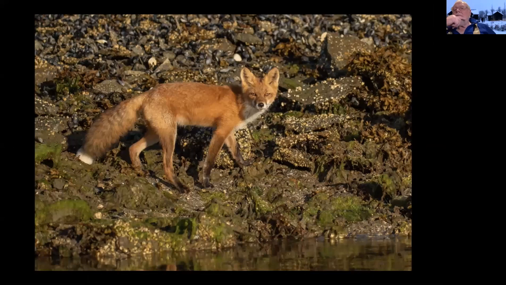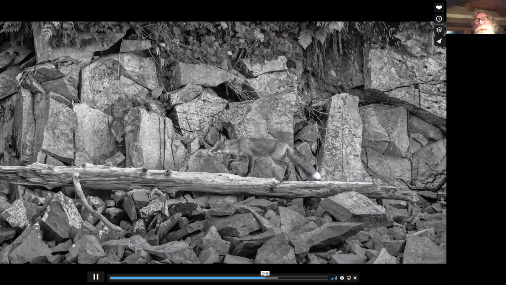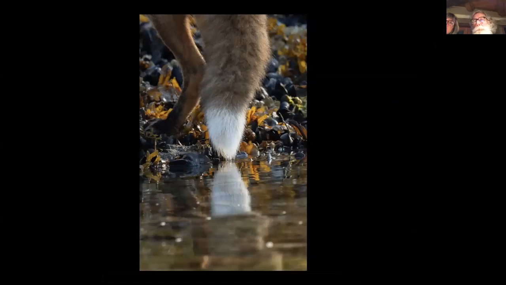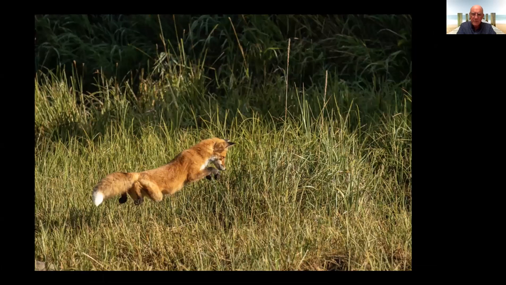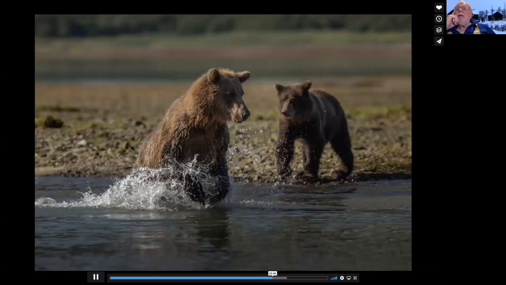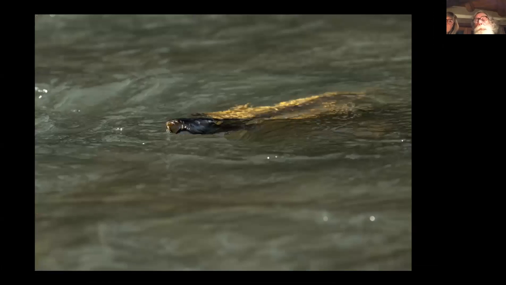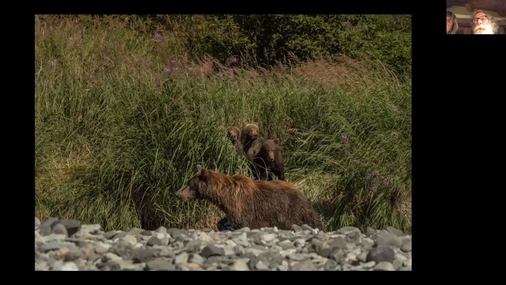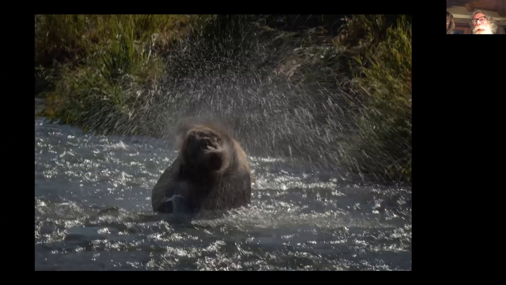Oh, that's nice. We followed this fox for about 45 minutes on the skiff. Could have cared less about us. That's cool. So these are all shot from a boat? No, most of them are not shot from a boat. You go on the skiff to land and then walk to where the rivers are and watch them fish.